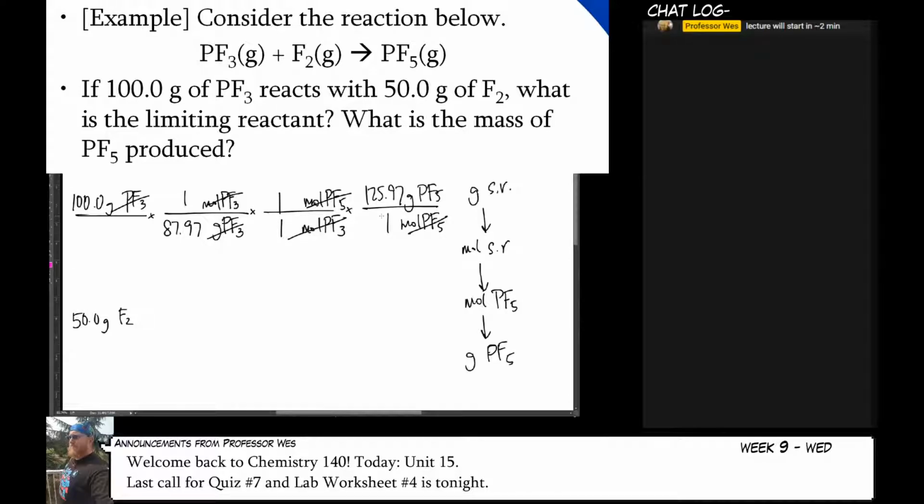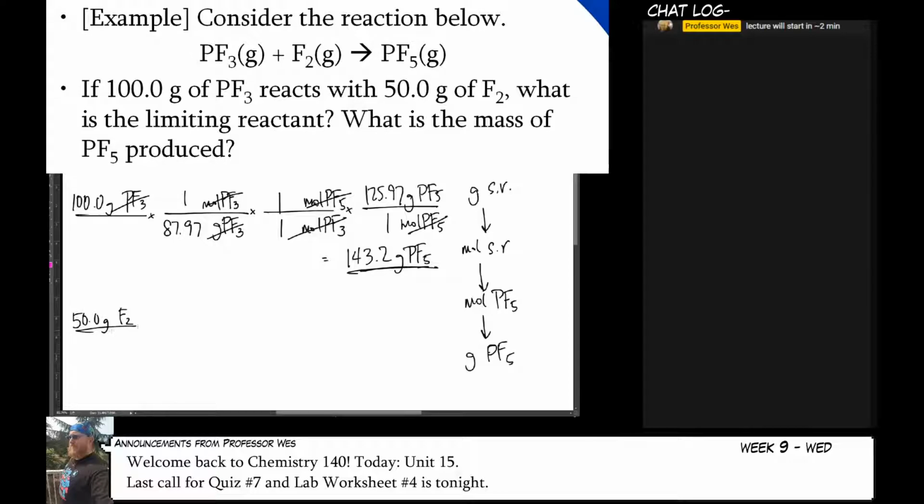All right, what do we get? I get 143.2 grams of PF5. So potentially from 100 grams of PF3, I can make up to 143.2 grams of PF5.